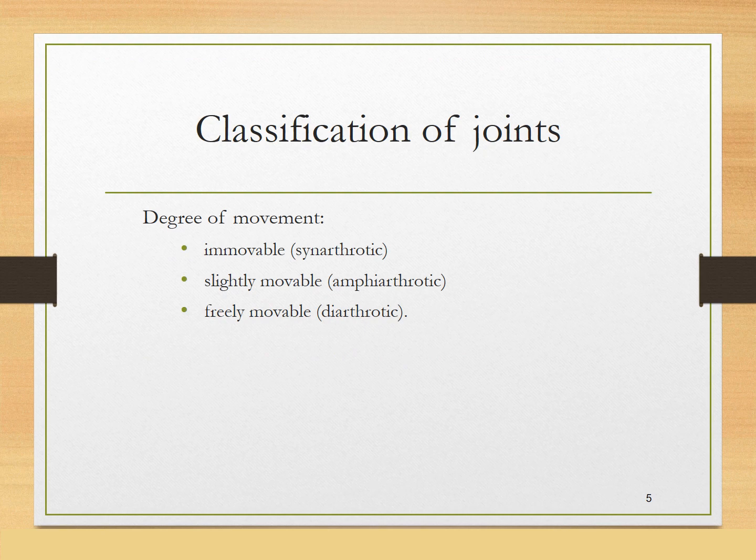Joints can be classified by their degree of movement. Some joints are totally immovable, and these are referred to as synarthrotic. Some joints are slightly movable. These are defined as being amphiarthrotic. And some joints are freely movable. These are known as diarthrotic.